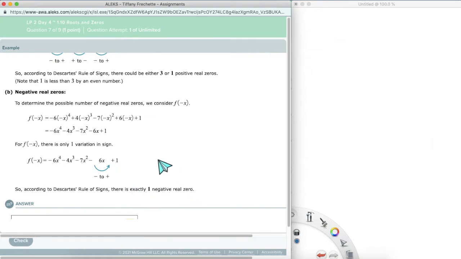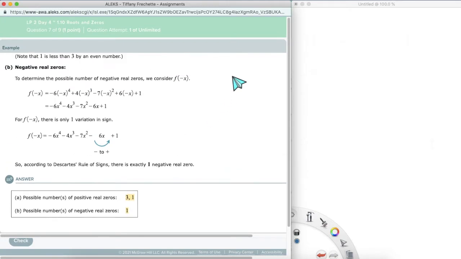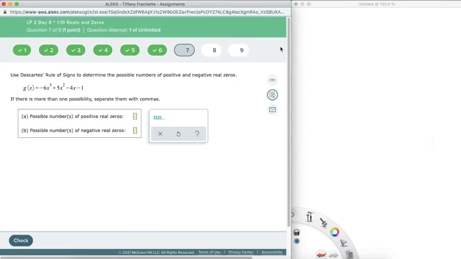So that's the only possibility there. We can't subtract by 2 because that would throw us into negative numbers, and we don't want to do that. So then we just say it's either going to be 3 or 1 positive zeros or 1 negative zero. And this just gives us the possibilities to identify our roots here. So let's go ahead and practice this.